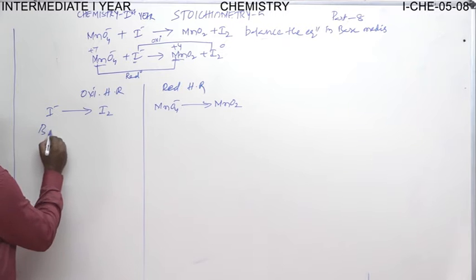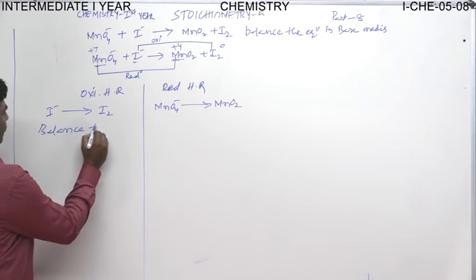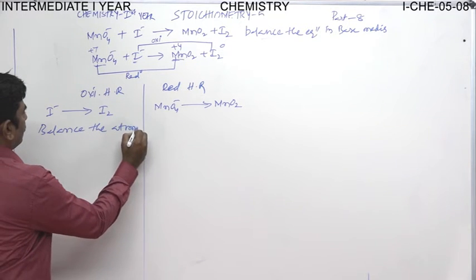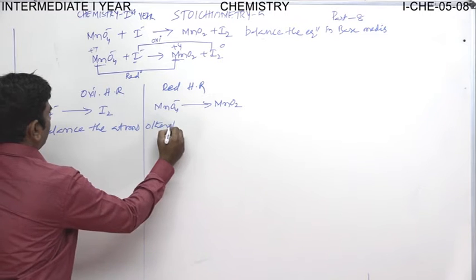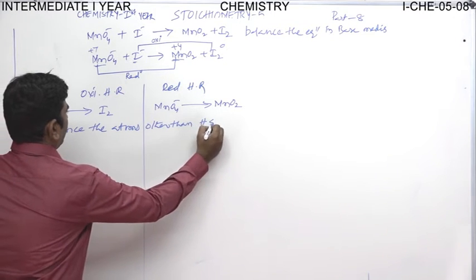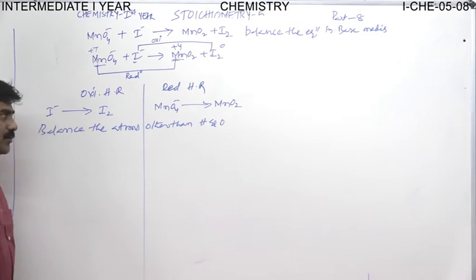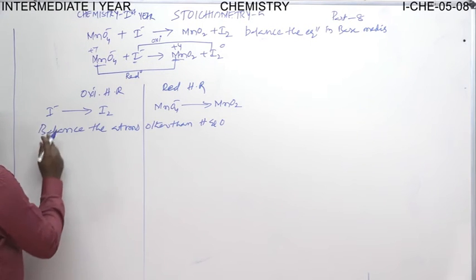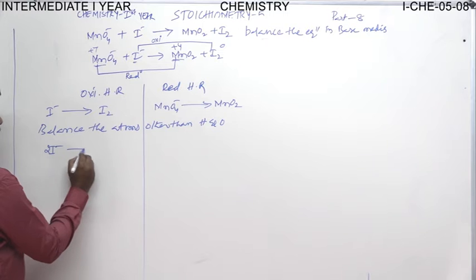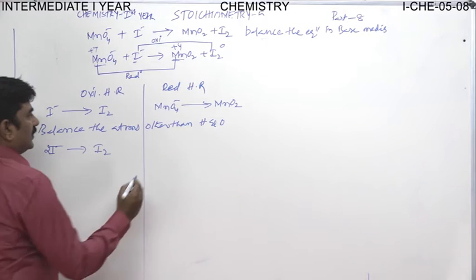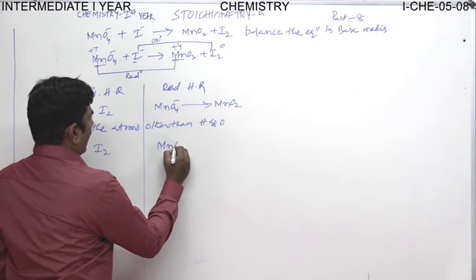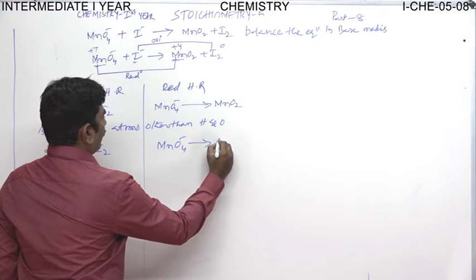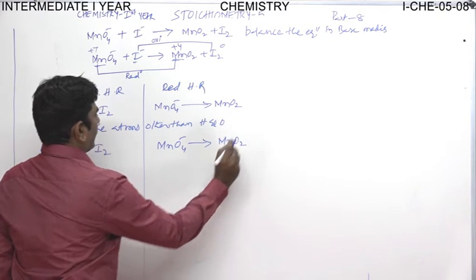So the first step: balance the atoms other than hydrogen and oxygen. This side 1 iodine, this side 2 iodines. Therefore 2I minus will give I2. Here no problem, 1 manganese, 1 manganese. Therefore I am writing as it is.